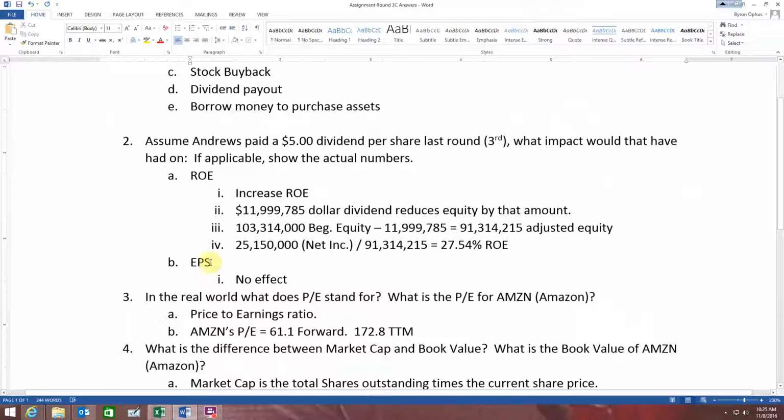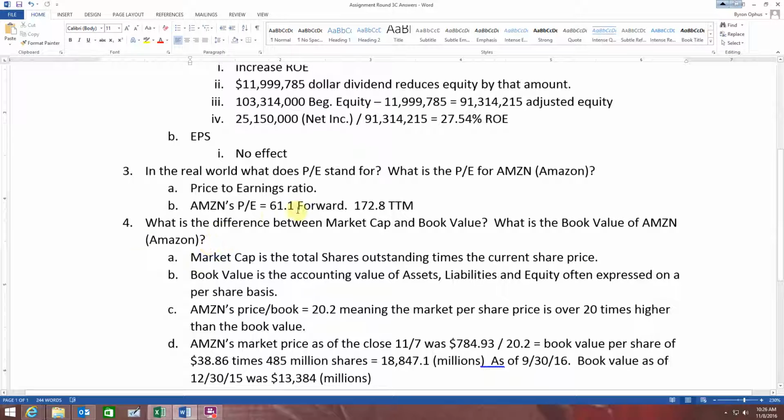Earnings per share, there's no effect. Paying a dividend doesn't affect earnings per share because dividends are paid after earnings. Earnings per share is just earnings divided by the number of shares outstanding, and so it doesn't affect the number of shares, nor does it affect the earnings because dividends are paid out after earnings, so there is no effect on that. 3, in the real world, what does PE stand for?